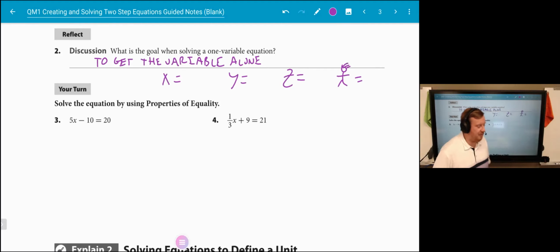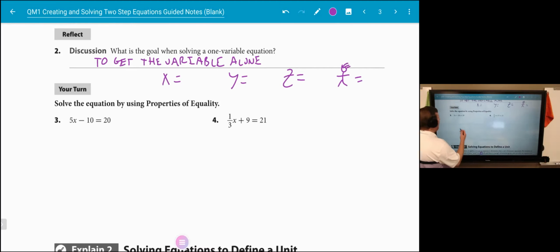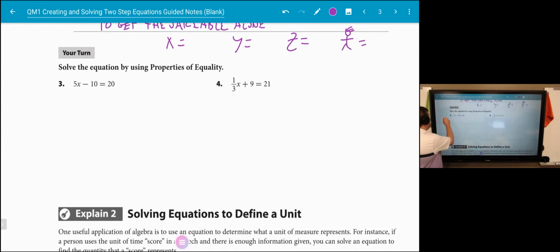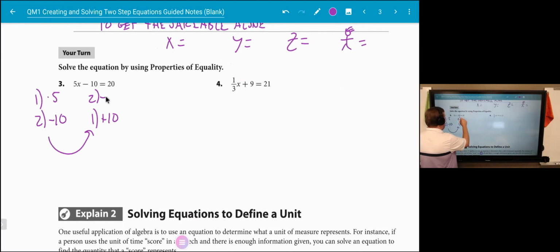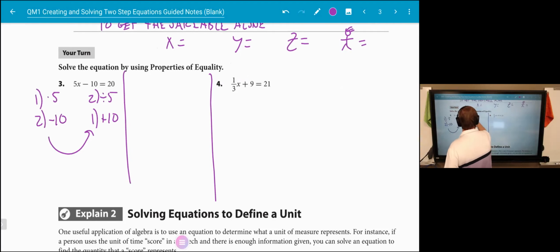Okay, let's go ahead and do numbers 3 and 4. It says solve by using the properties of equality. If I knew what x was, I would first multiply on the left side of the equal sign by 5 and then subtract 10. So to undo these things, I need to add 10 and then divide both sides by 5. Let me rewrite this. I've got 5x minus 10 equals 20.